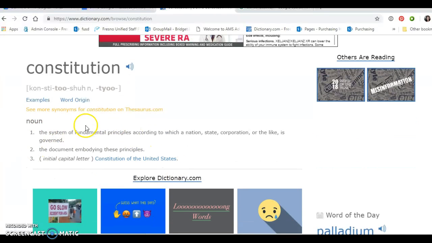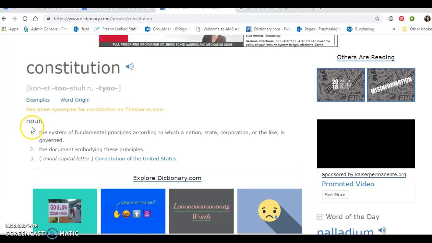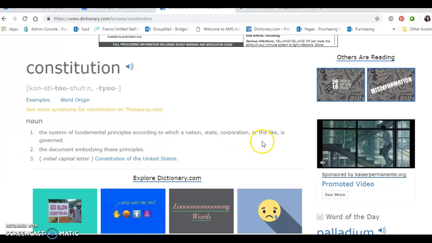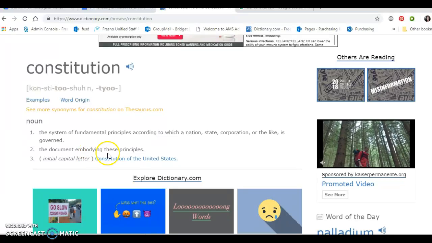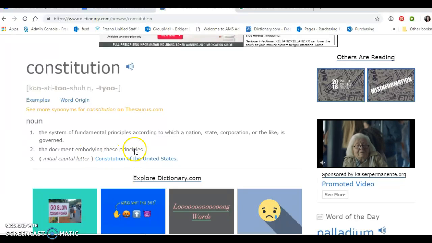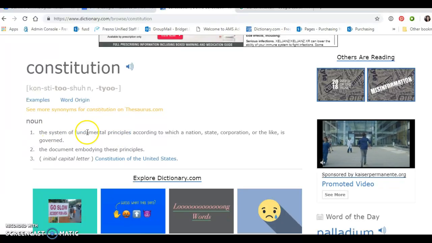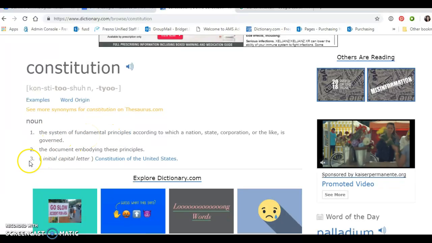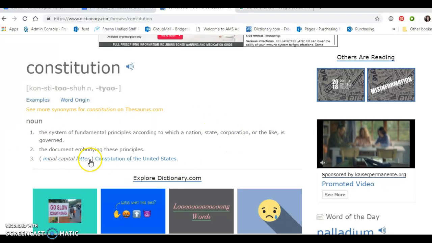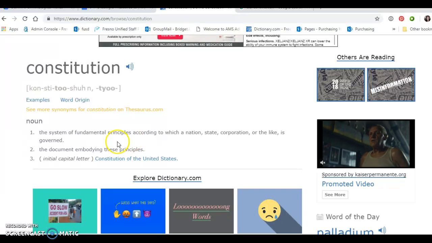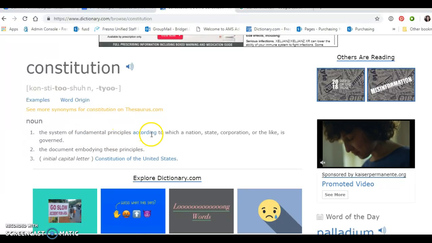So our first few definitions are grouped together right here. It says that the word constitution is a noun. And number 1, the system of fundamental principles according to which a nation, state, corporation, or the like is governed. Number 2, the document embodying these principles. When they say these principles, they're referring to these principles for this definition. And then number 3, the Constitution of the United States. So all of these are talking more about a philosophy, a thought, principles, and a document.